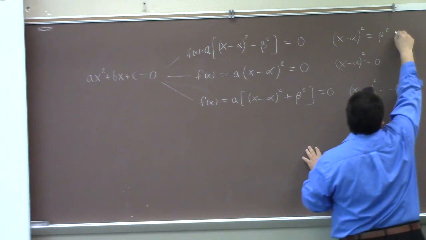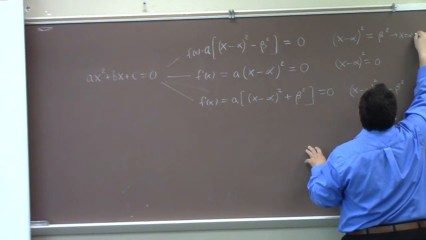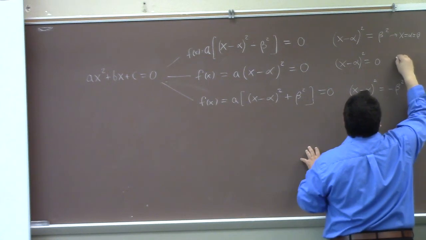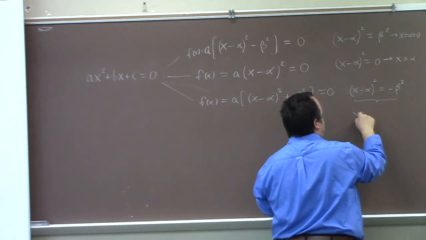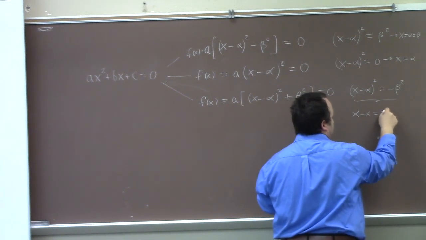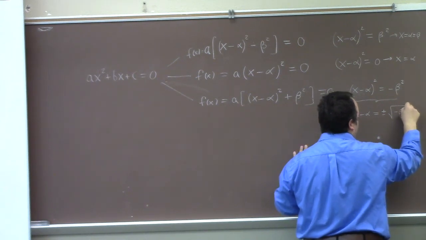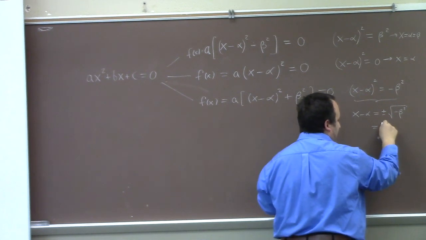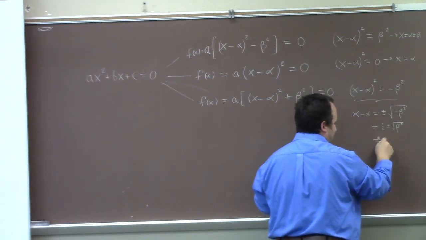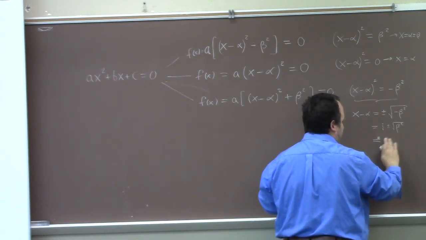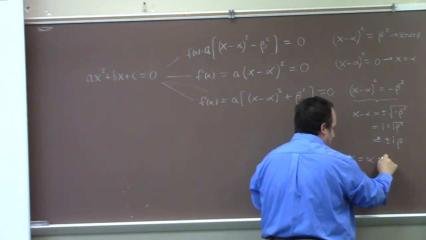I'm running out of board space, unfortunately. But this says x is equal to alpha plus or minus beta. This says x equals alpha. And this last one, the most interesting, this says that x minus alpha is plus or minus the square root of minus beta squared. But that we can write as i times plus or minus the square root of beta squared, which is i times plus or minus beta. In other words, x is equal to alpha plus or minus i beta.